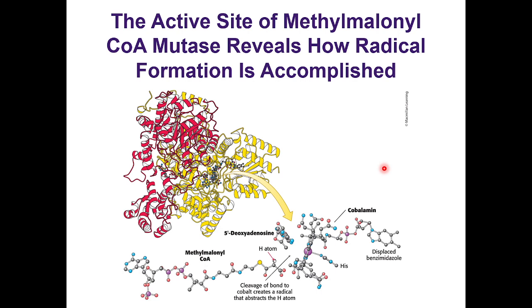Okay. So the active site of the methylmalonyl-CoA mutase is going to reveal how the radical formation is accomplished. And so right here we have the methylmalonyl-CoA. Again, that's the thioester linkage right here. This right here is the 5' deoxyadenosine, and then here we have the cobalamin.